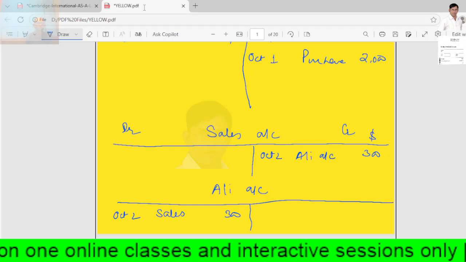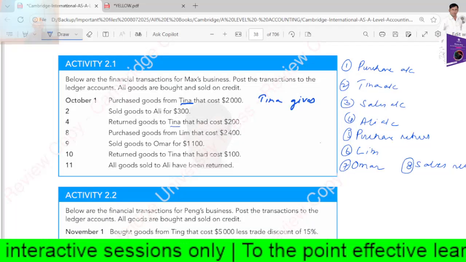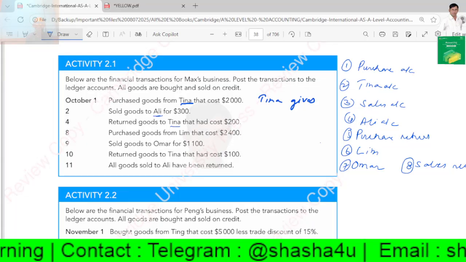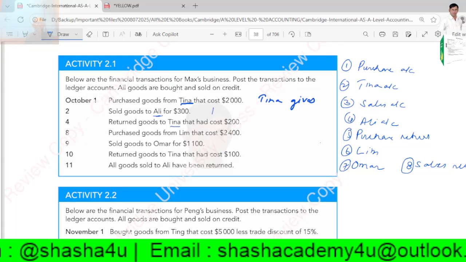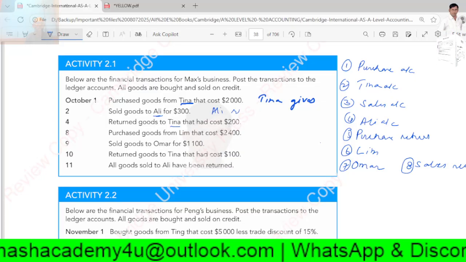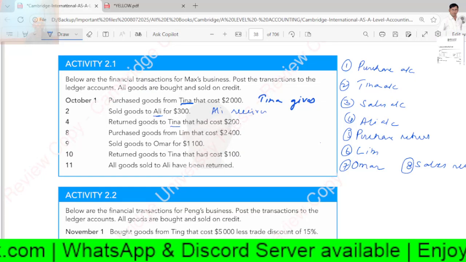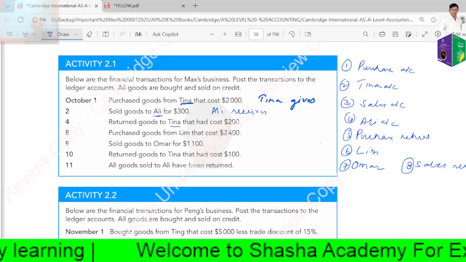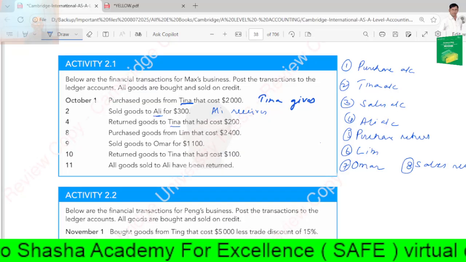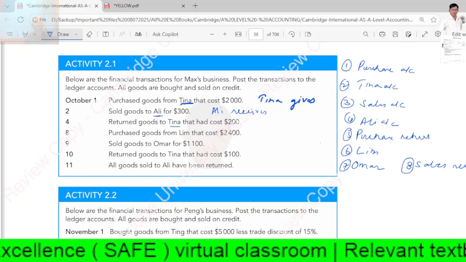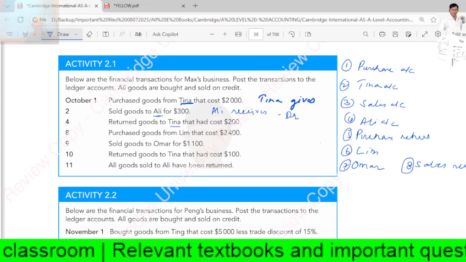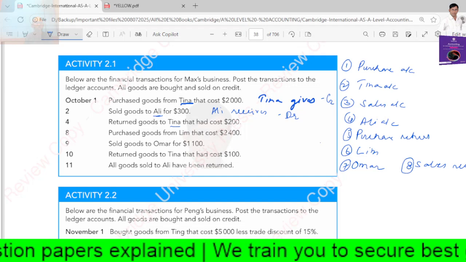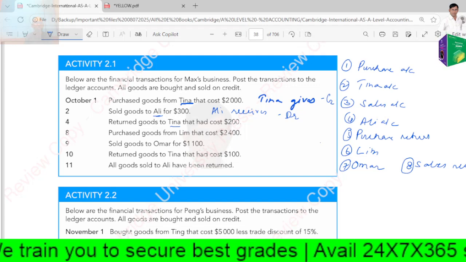Now here we have to see what Ali is doing. When we sell goods to Ali, Ali is the account that receives. Ali receives, right? Debit the account that receives. That is what we learned in the rules of accounts. So Ali receives, that is why we have to debit. Debit the account that receives, credit the account that gives. This is the main thing you should understand. Very important.